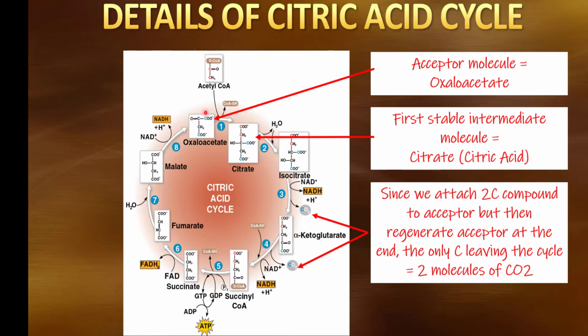So we went from a 4-carbon oxaloacetate, and we attached 2 to get a 6-carbon compound. We rearranged to form an isomer, so it's still 6 carbons. We take off a carbon, making a 5-carbon compound. We take off another carbon, making a 4-carbon compound. So down here we're left with 4 carbons.